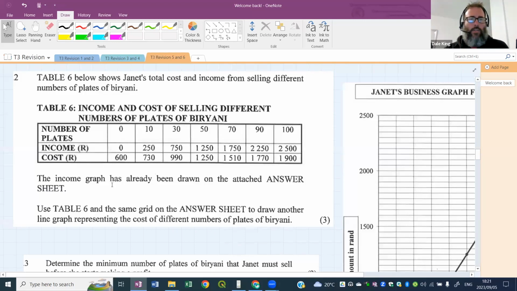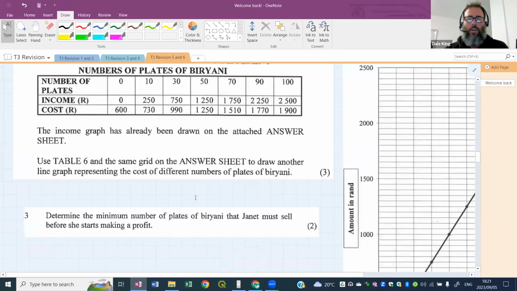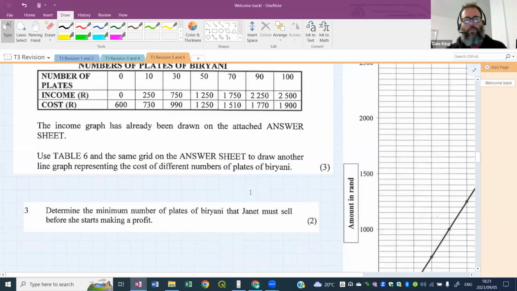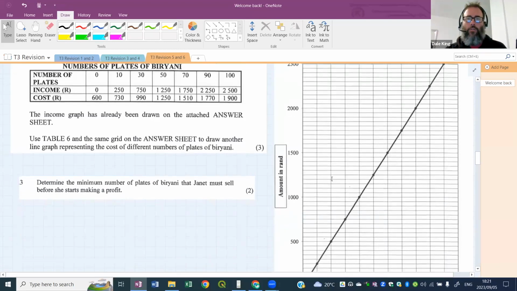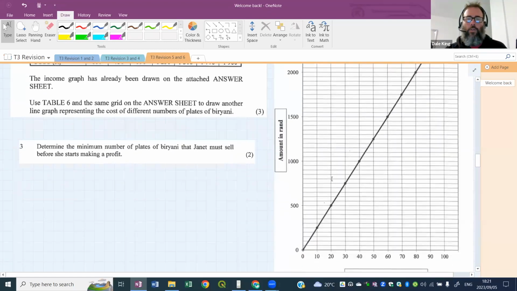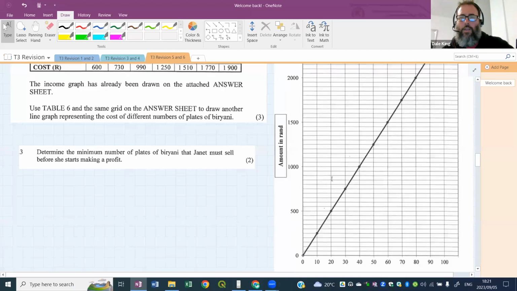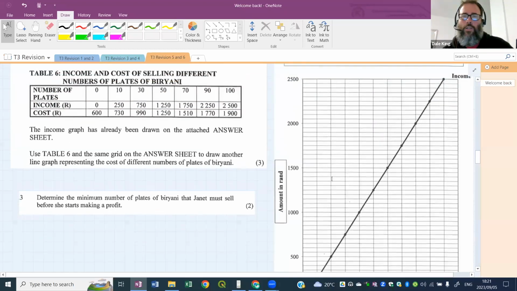It says the income graph has already been drawn on the attached answer sheet. Now I've got the graph next to me here. I'm going to zoom out a little bit. So there's the income graph for the income of this business. Okay, they've drawn the line for you. All right, so there it is.